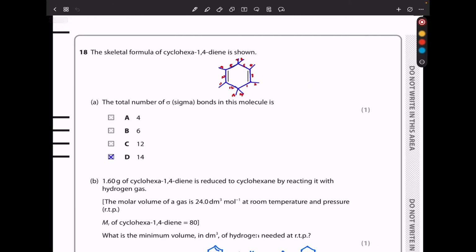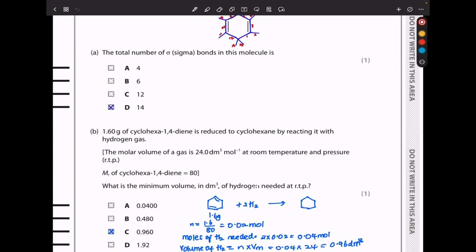Question 18, they say the skeletal formula of cyclohexa-1,4-diene is shown. The total number of sigma bonds in this molecule is. I extended out the bonds to show the hydrogens. So on this carbon, we have 2 hydrogens. Here we have 1, here 1, here we have 2, here 1. And of course, this is going to be 1. So the sigma bonds are 1 here, the second, the third, fourth, fifth, sixth, seventh, eighth, ninth, 10, 11, 12, 13, 14. So the total is going to be 14, and my answer is D.